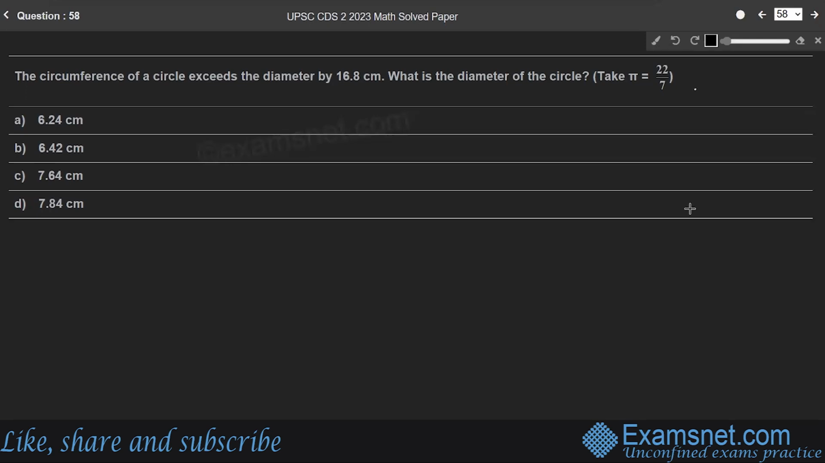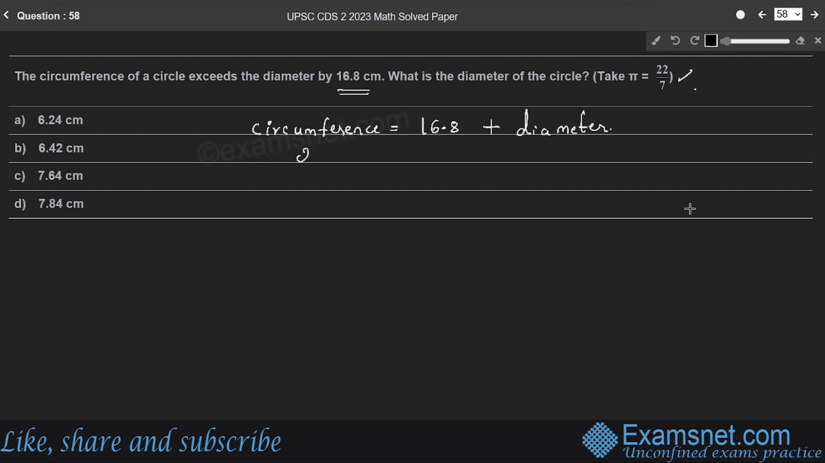Question 58. The circumference of a circle exceeds the diameter by 16.8 centimeter. What is the diameter of the circle? Take pi as 22 by 7. Very simple question. Here, the circumference exceeds the diameter, which means it is 16.8 centimeter more than the diameter, right? That means the circumference of the circle is 16.8 plus the diameter of the circle.